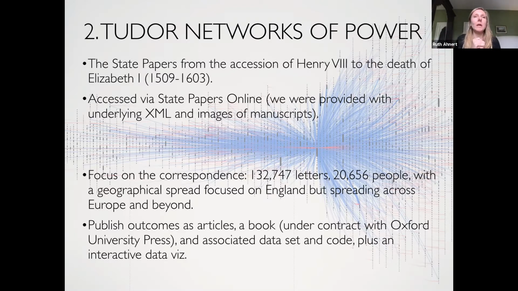So what we got was, we extracted from the XML anything that we thought was a letter, because it had a sender and a recipient field. And we got just over 130,000 letters. And we extracted from that, after cleaning, which I'll talk about in a moment, just over 20,000 people with geographical locations over 6,000 sites, which were across England, Europe, but also into sort of South America, India, and some outlier locations.